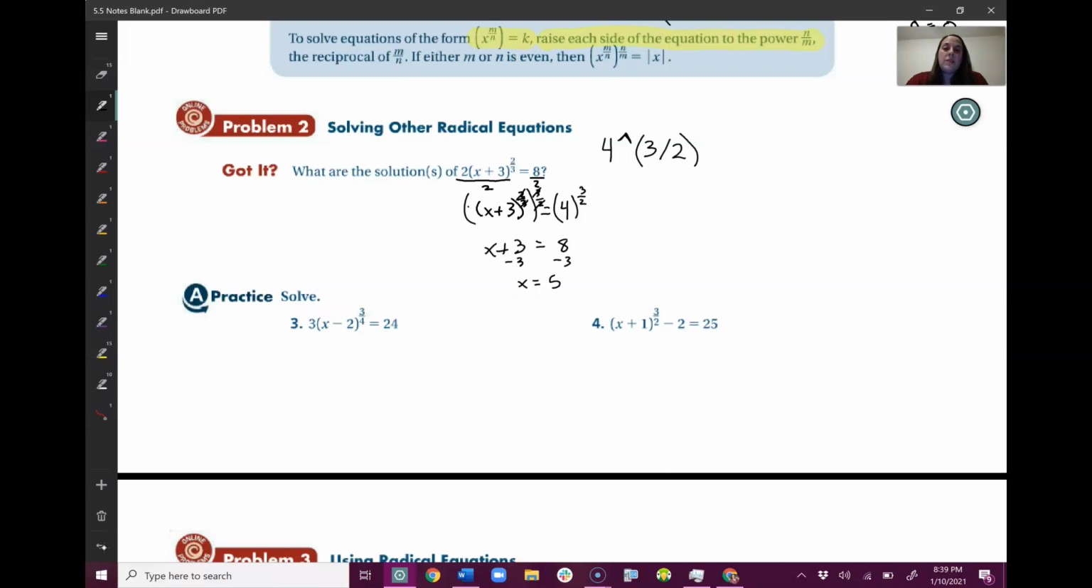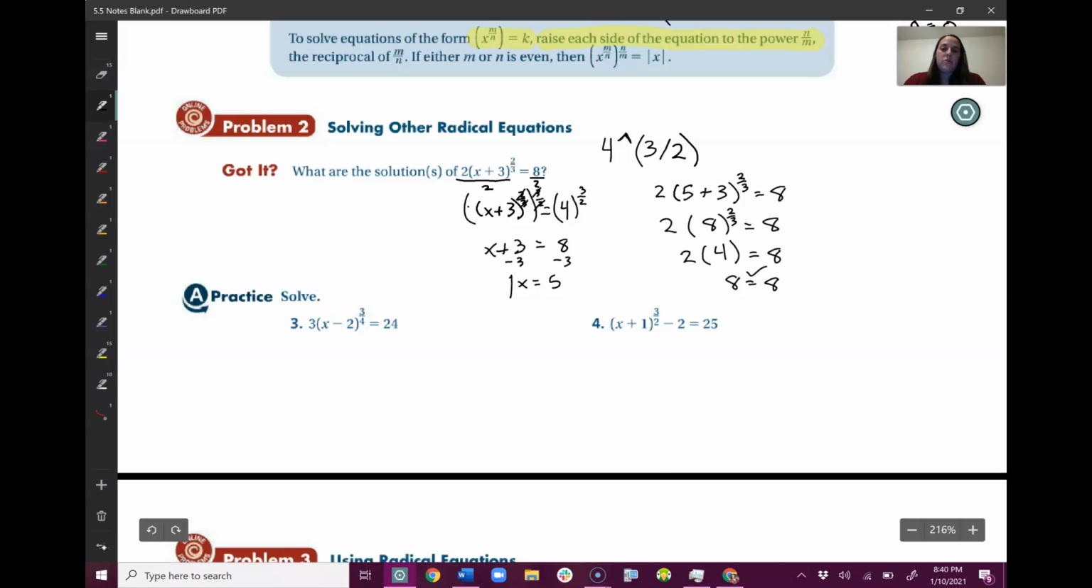Now, remember, we would still want to plug this back into the original equation to make sure it works. So I'm going to plug 5 into here. 2 times (5 plus 3) to the 2/3 equals 8. So I've got 2 times 8 to the 2/3 equals 8. Once again, you can just plug that into your calculator. So 8 to the 2/3, if you plug it in, should give you 4. And 2 times 4 is 8. Check. So x equals 5 is our answer.